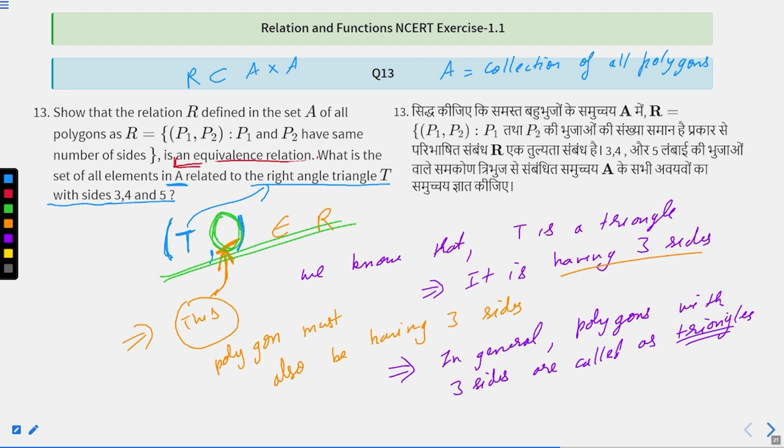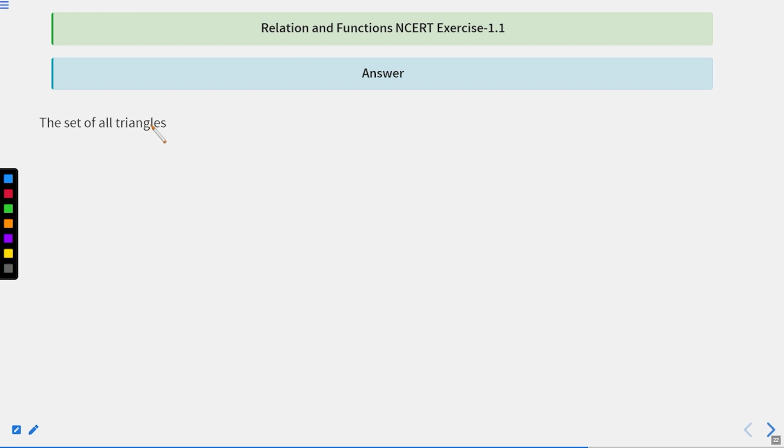So this information is just to confuse you, that it is a right triangle or having side this. If you observe, what we needed was just how many sides it has. So T is related to what? The set of all triangles. I hope that it is clear. Let us move to the next question.